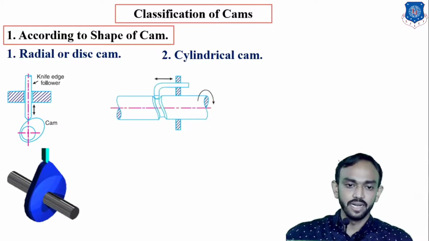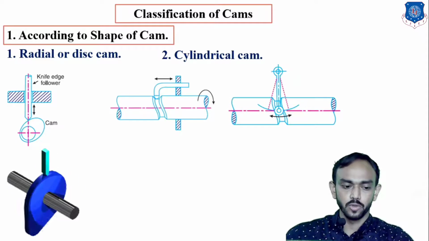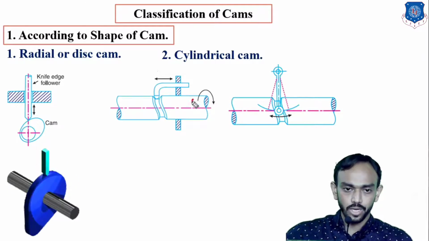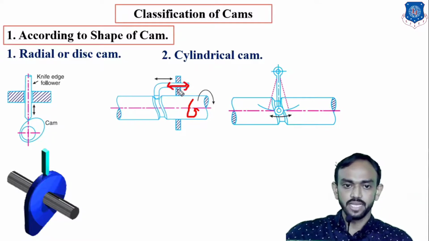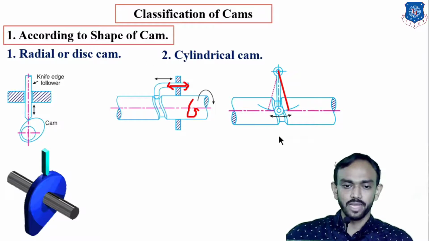But there are also cylindrical cams. In that, you can see here, with respect to the rotary motion of the cylinder, this follower will reciprocate. Or you can see oscillation is also possible. In that slot you can put this type of follower, and with respect to that this follower will oscillate. So both types of motion can be obtained by this cylindrical cam.